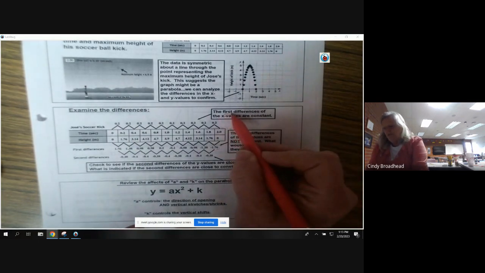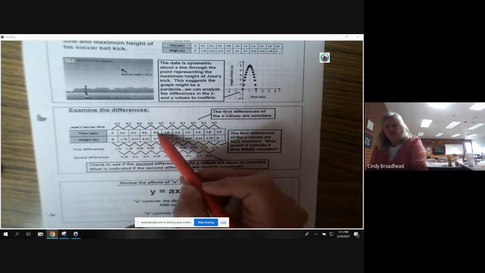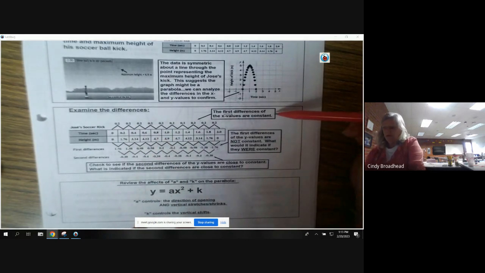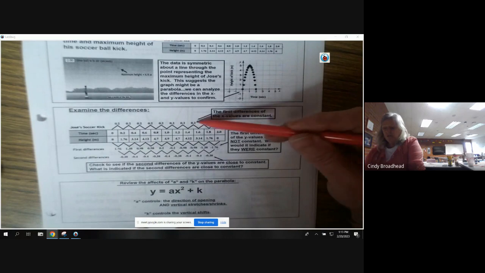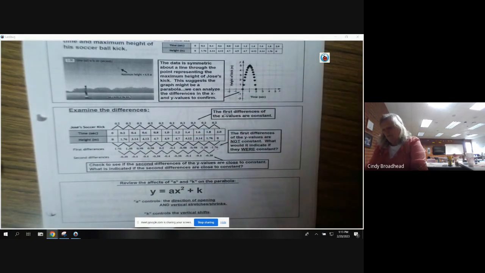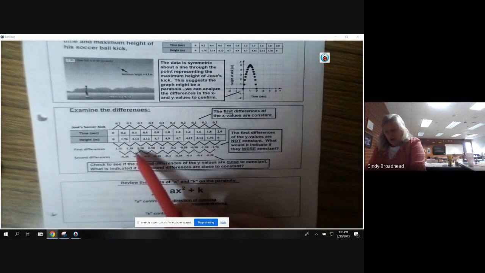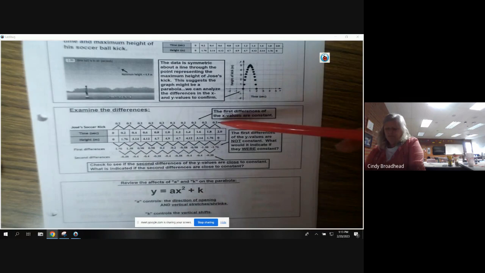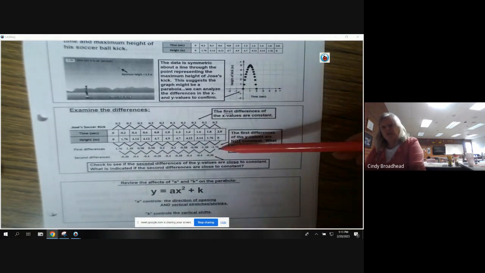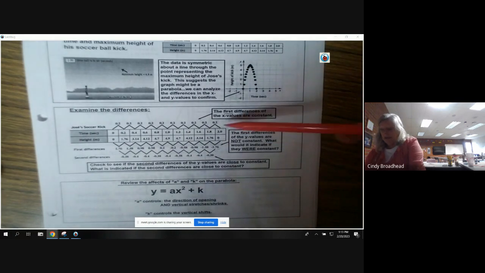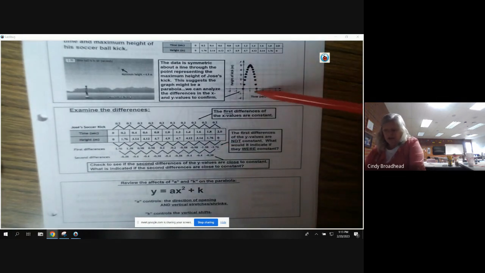And we call this the first difference because that's the first time we've done it. So the first thing that has to happen is the first differences of the x values are the same every time. So that's checked off. Then we do the same thing with the y values. Now, they cannot be the same every time if this is quadratic, because if the x differences were constant and the y differences were constant, that would make a linear equation. So we know it's not linear because it goes back down like that.